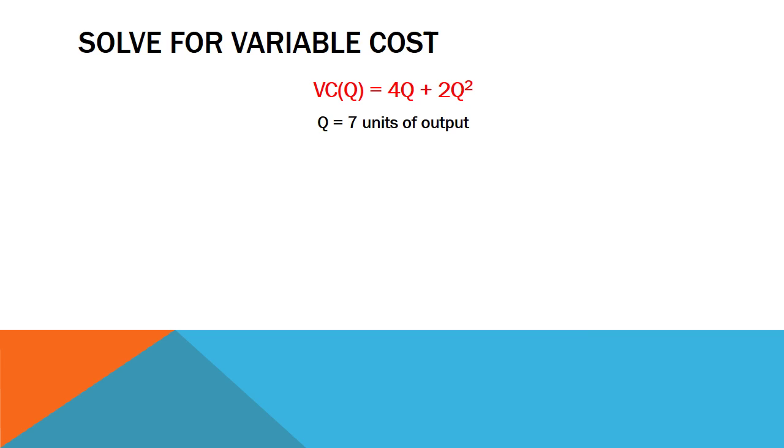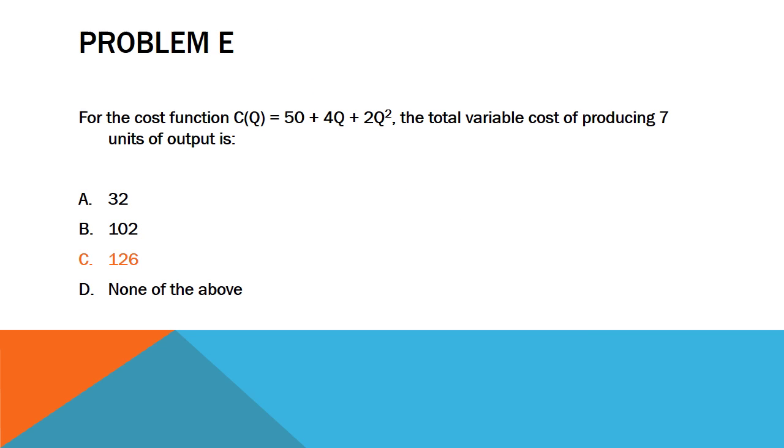So to solve our problem, we isolate the total variable cost function, 4Q plus 2Q squared, and ignore the fixed costs. The question is asking for the total variable costs at 7 units of output. So we simply plug in 7 for Q and then solve. As a result, we get 126. And there's our answer. This means that at 7 units of output, the variable production cost is 126.